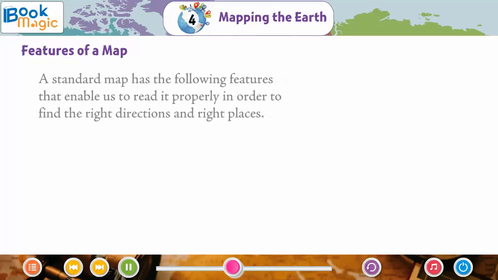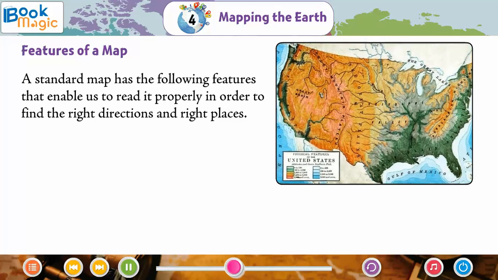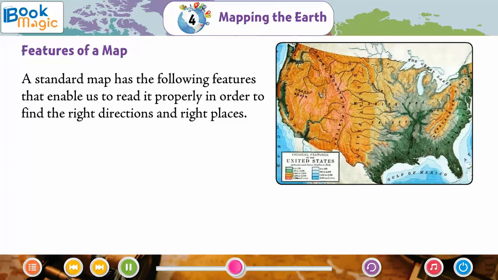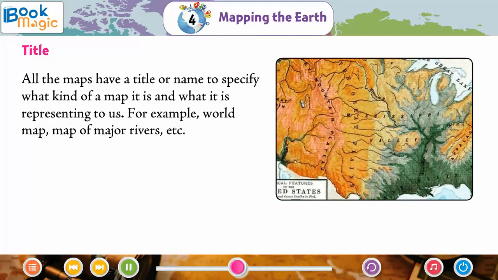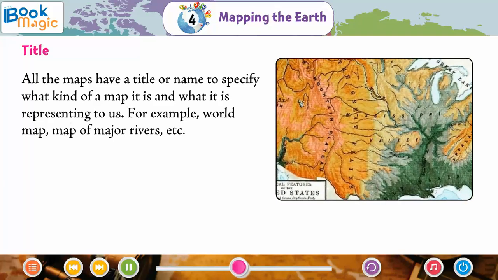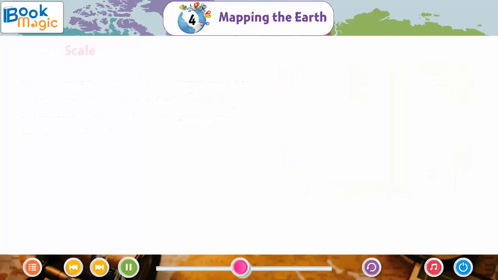Features of a map. A standard map has the following features that enable us to read it properly in order to find the right directions and right places. Title. All the maps have a title or name to specify what kind of a map it is and what it is representing to us. For example, world map, map of major rivers, etc.